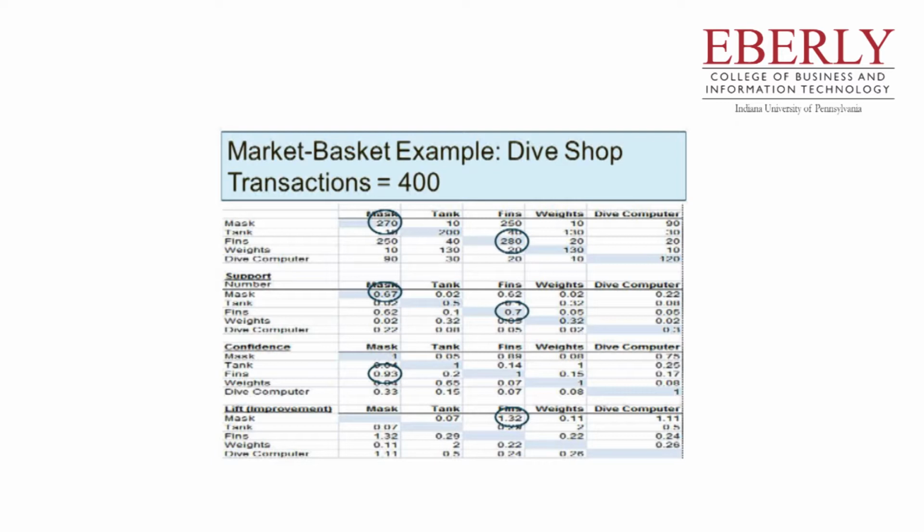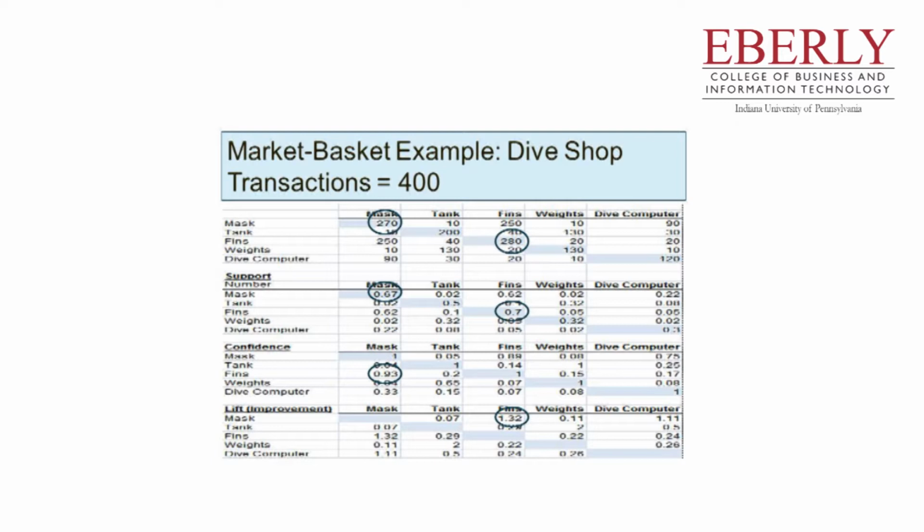In market basket terminology, support is the probability that two items will be purchased together. To estimate the probability, we examine sales transactions and count the number of times that the two items occur in the transaction.